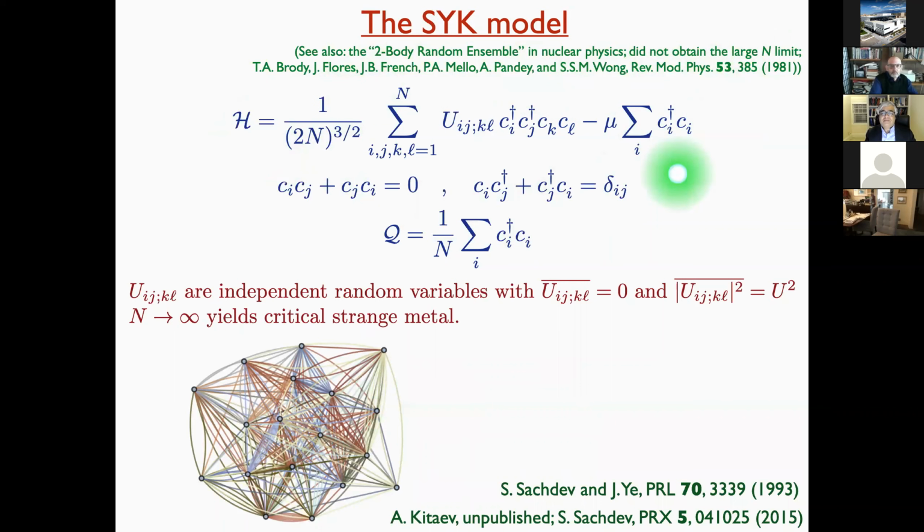Okay, so here's the model written out in operator notation. The electrons can go from sites L and K to sites I and J, and the amplitude for that process is this number U_IJKL. And the basic idea is that these are independent random numbers. You can have any distribution you want. For convenience, we take them to have 0 mean, and some mean square value U. So in the end, there's just one number, one energy scale that characterizes this Hamiltonian. There's a chemical potential which changes the number of electrons, which I'm going to call Q. Q will be the number of electrons per site.